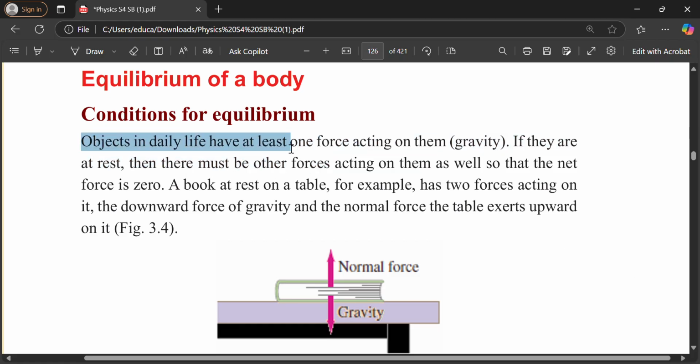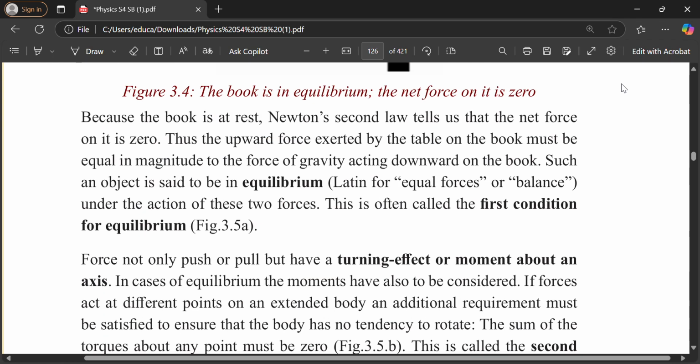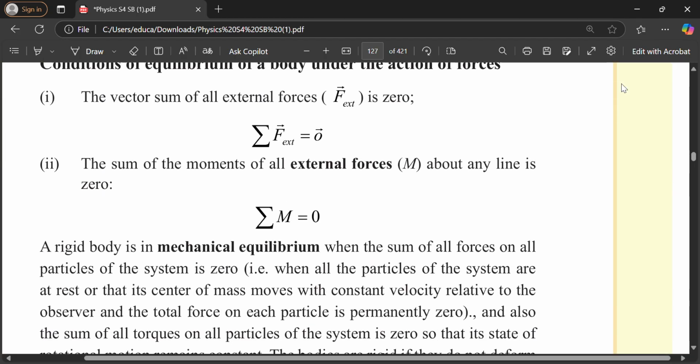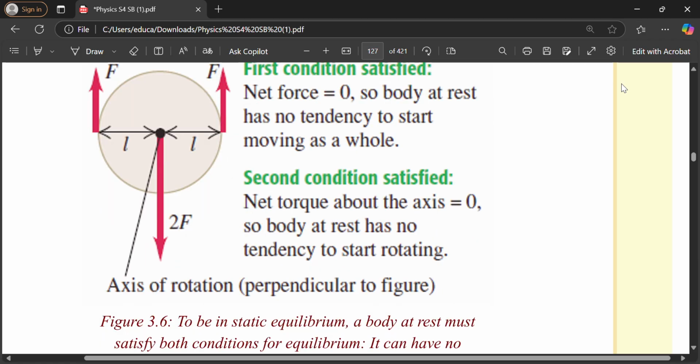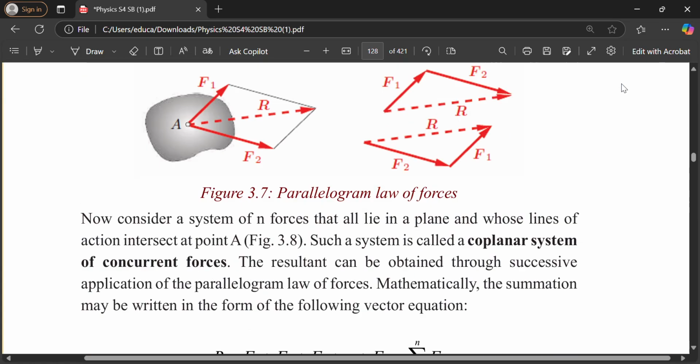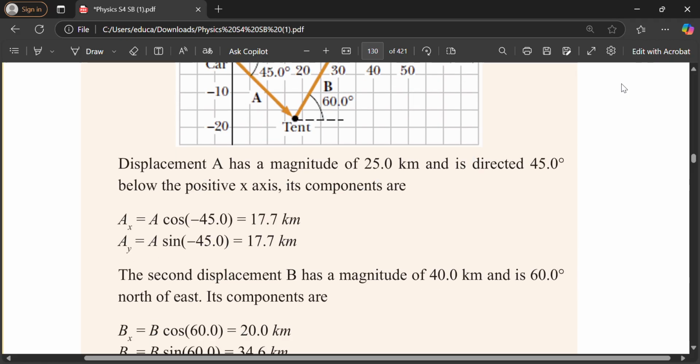Objects in daily life have at least one force acting on them. When you say objects on earth, including ourselves, there is at least one force acting on them, which we call gravity, or gravitational force. And now we are going to look at the conditions of equilibrium for bodies under a certain force, or with a certain force applied.